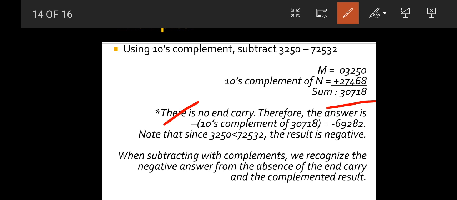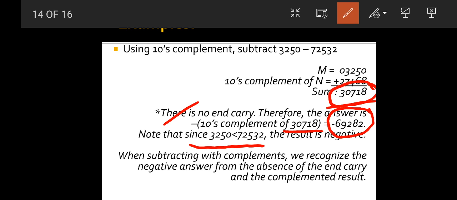So again, for your third step, since there is no end carry, all you have to do is convert your answer into tens complement. So kani siya dili pa gid ni siya mao ang result. You have to get the tens complement of your 30,718. So the tens complement of your 30,718 is 69,282.